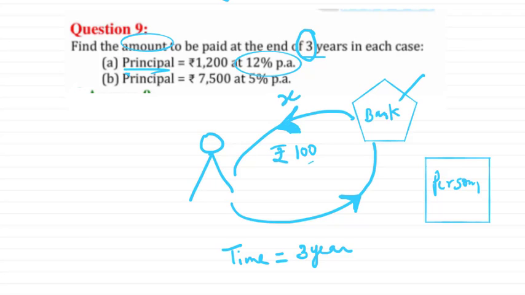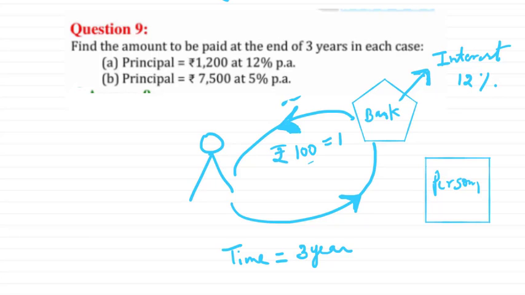The bank charges some interest on it, and that interest is in percentage. So as in the first part, it is given 12%. In the first part the interest is given as 12%. So now when he pays back, the money will not be 100 rupees, it will be something else. Here the interest is 12%, so instead of 100 rupees he will pay back more than the same amount.